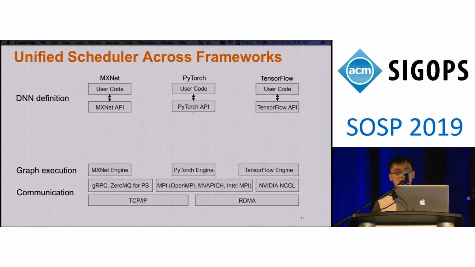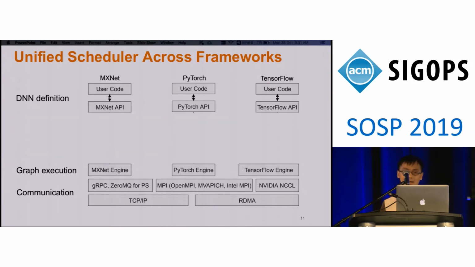To make the batch scheduler generic, the key question is: should we implement the batch scheduler in the framework communication stack? In this figure, we can see that in the communication stack, the top layer is the user code that declares a neural network using the framework front-end API. The middle layer is graph execution. The engine builds and executes a dependency graph.